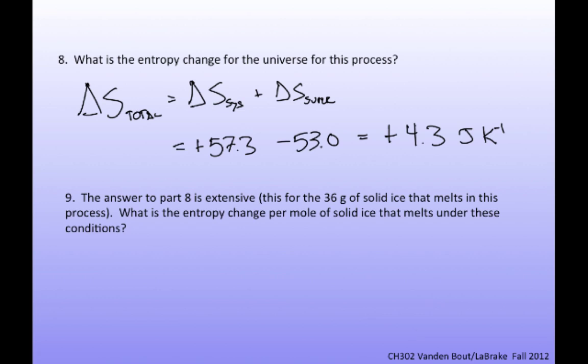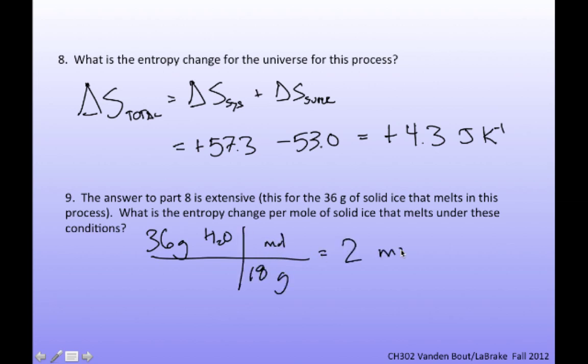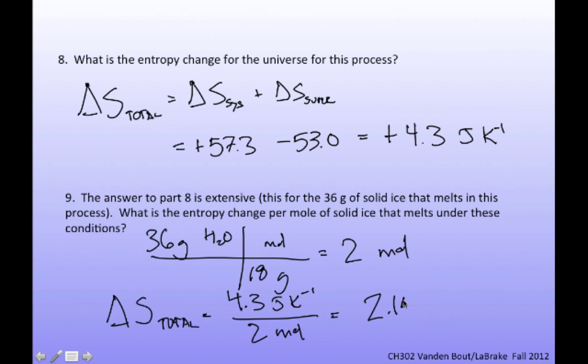Now that's the total extensive change in the entropy. That's how much happened for our 36 grams. But if we wanted to know in general for ice melting from 0 degrees and ending up at 25 degrees, what would it be? Well, we have 36 grams of water, which is 18 grams per mole. We have 2 moles of water. And so we could also say that the total entropy change is equal to 4.3 joules per Kelvin divided by 2 moles. It's just half that, 2.15 joules per Kelvin per mole.